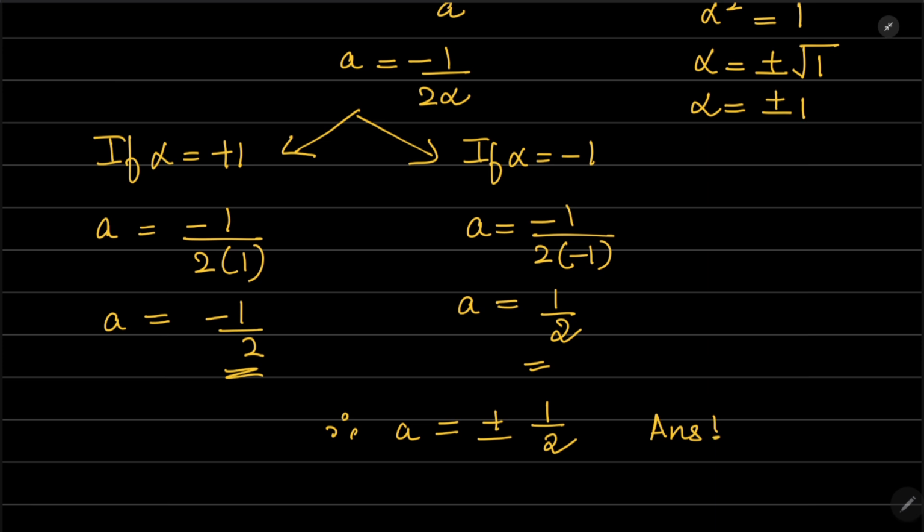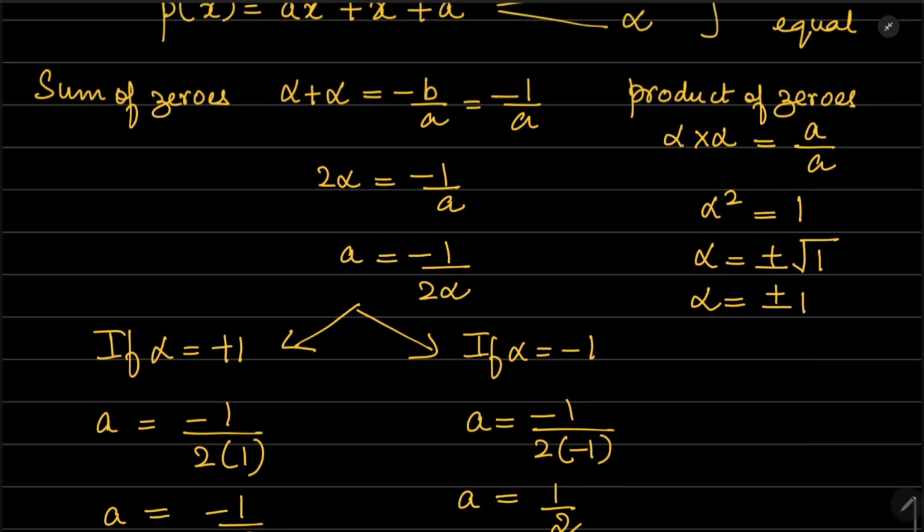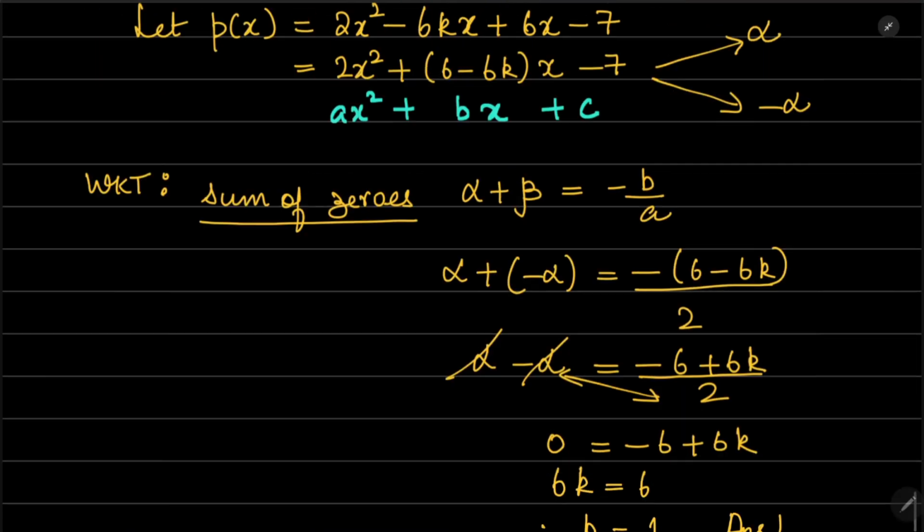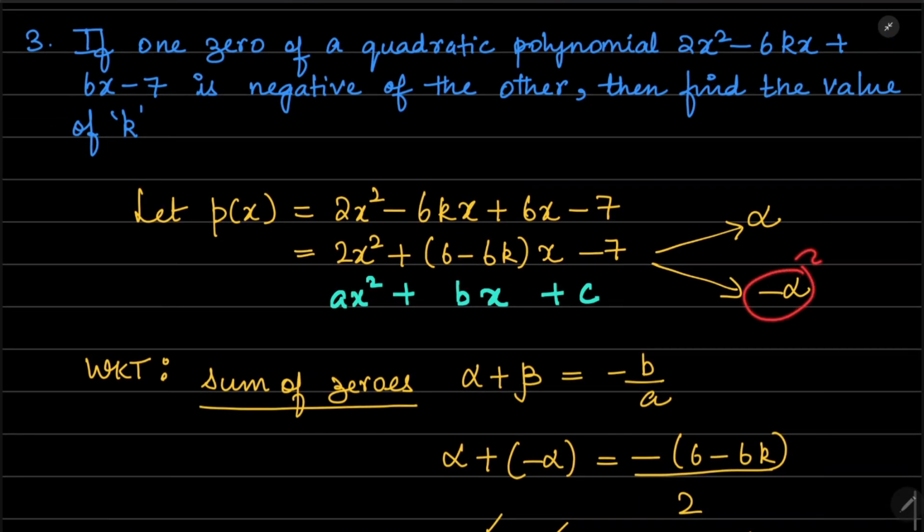Right? There we go. That's your answer. So it's a very easy question. Just that you should know what is given, that you'll have to understand and put correctly. Okay. So in the previous question, we saw that you were given that one zero is the negative of the other. So if one zero is alpha, negative of alpha is minus alpha.